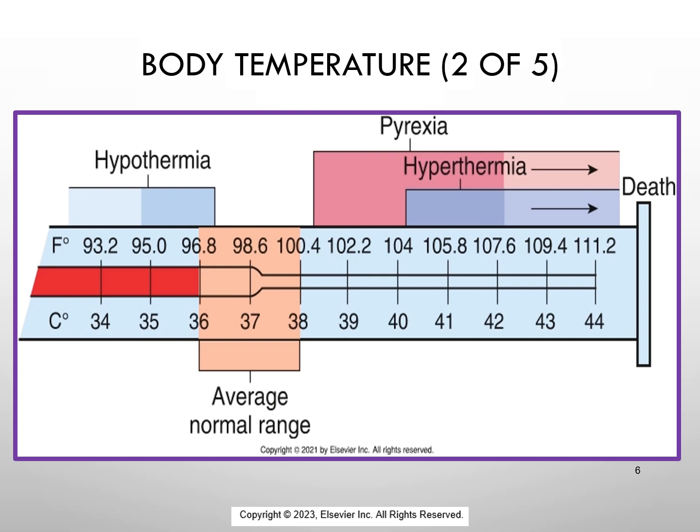Thermia, of course, also means heat. So hypothermic means low. Hyperthermic is high. So you want somebody to have their temperature right in the average range. 98.6 is considered the average. Not everybody's 98.6. As a matter of fact, you'll find a lot of people in the 97 range. Remember, 98.6 is the average.